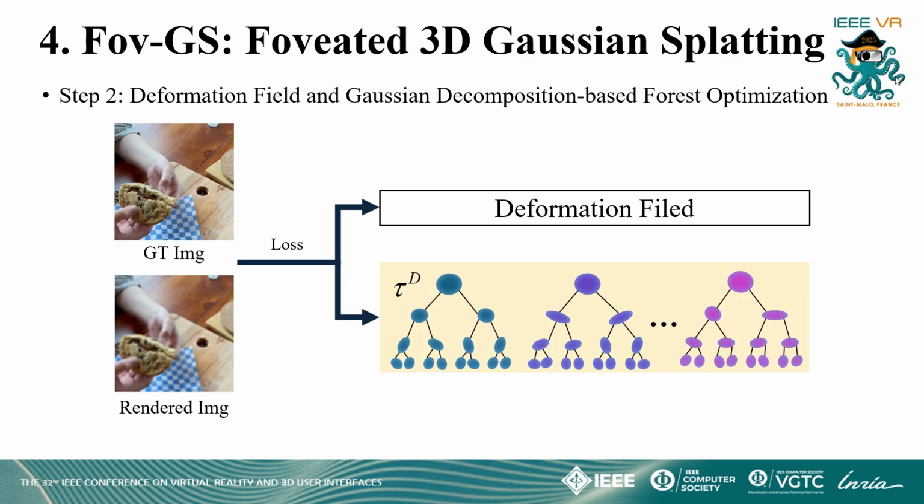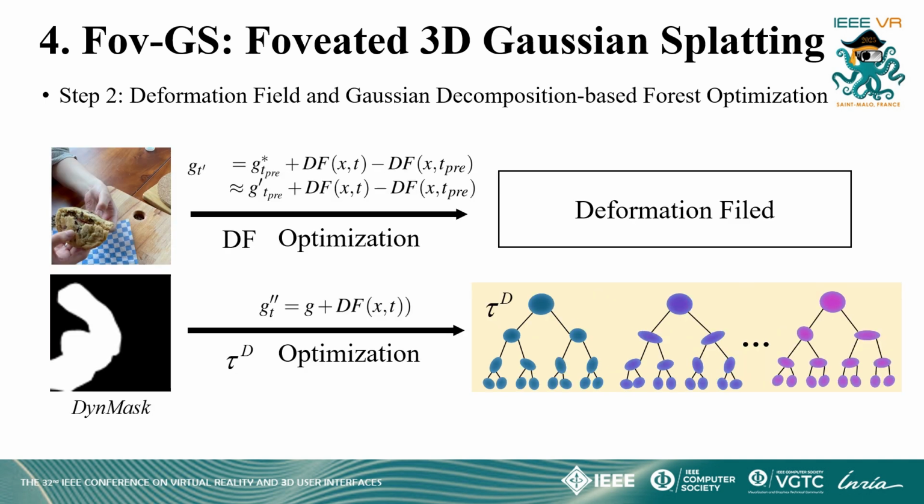In Step 2, we first optimize the dynamic Gaussian trees. Fov-GS optimized Gaussians in canonical space and the deformable field jointly with a stop gradient operation, which leads to suboptimal optimization of them. We propose a deformation field and Gaussian decomposition-based optimization method to address these problems.